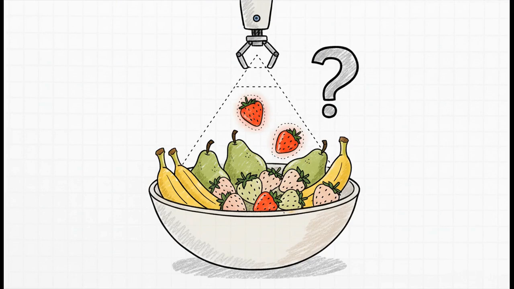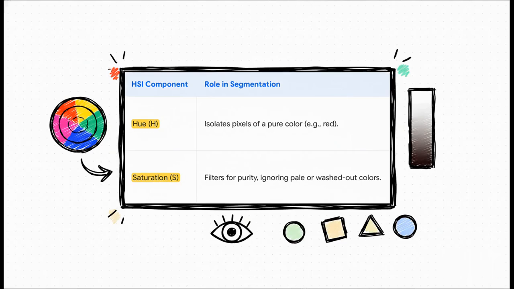Imagine you're programming a robot for a farm. Its job is to look at a big pile of fruit and pick out only the perfectly ripe strawberries. How on earth do you teach a computer to do that? How does it know which ones are the right ones? This is the exact kind of problem that color segmentation is built to solve. And the solution, once again, lies in our HSI model.